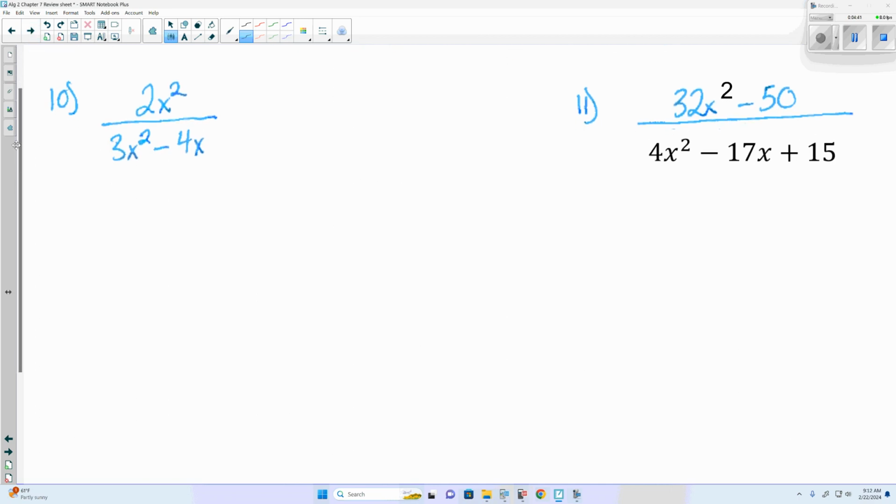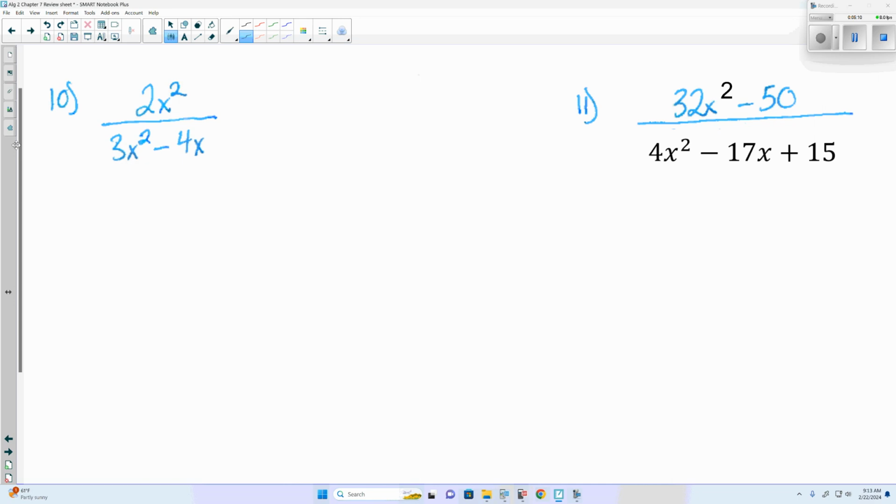Now we can look at number 10 next. With number 10, these here simplify. Now in the instructions, I think on your paper it says list all restrictions. You don't have to do that. I'm not going to have you list the restrictions on the test because that just takes time, and it ends up not being anything.